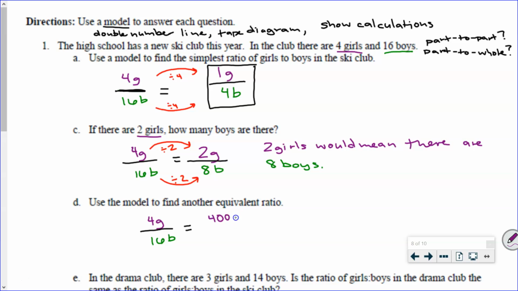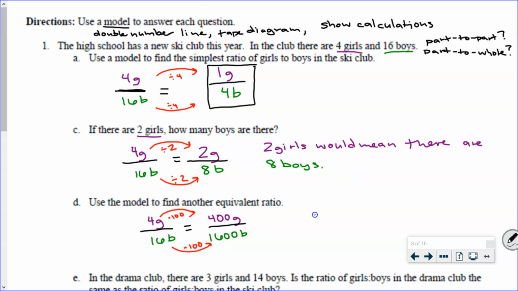Good. 400. 400 what's? Good. 400 girls, so I'm going to remember the G. And you said 1,600. 1,600 what? B for boys. Good. How did you get there? How did you change this 4 into a 400? Good. We multiplied by 100. 4 times 100 is 400. 16 times 100 is 1,600.